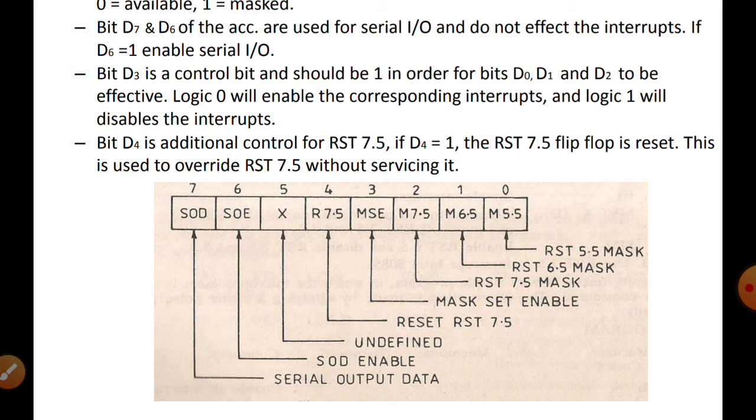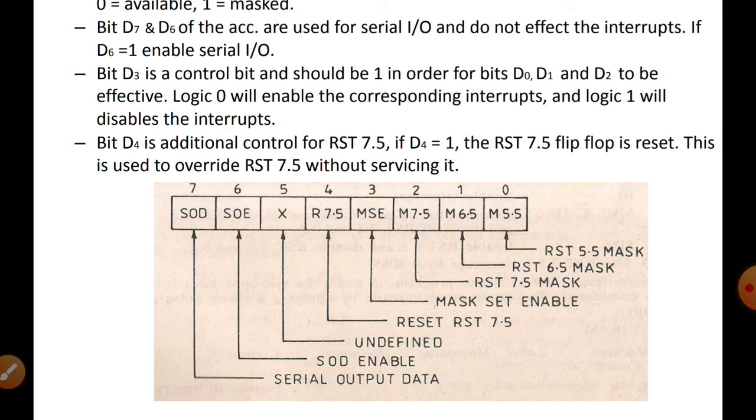Now, D5 remains unused. D4 is an additional control for the RST 7.5, and if it is 1, it means RST 7.5 is reset. Otherwise, if it is 0, RST 7.5 is available.